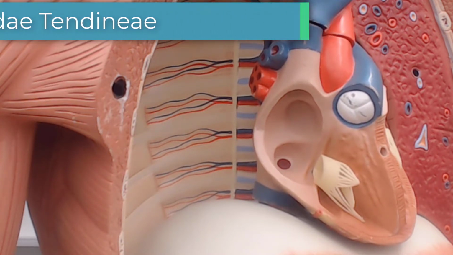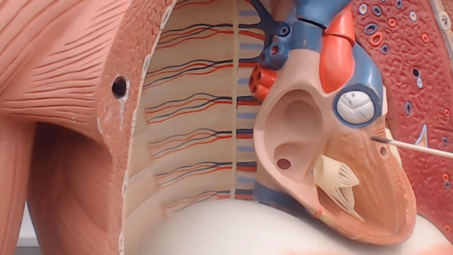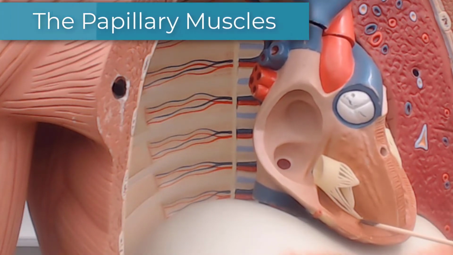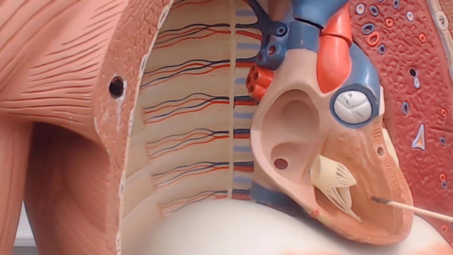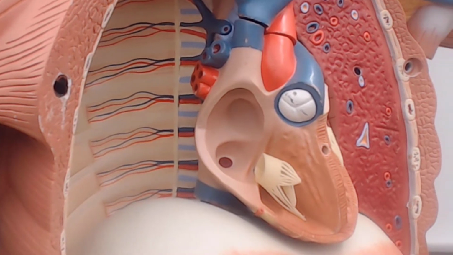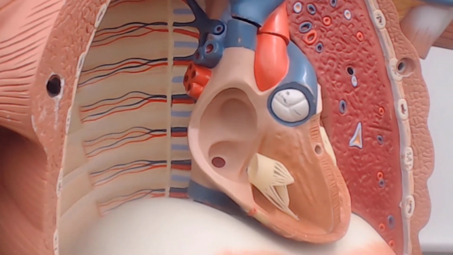The chordae tendineae are going to be attached to muscles here called the papillary muscles. Now, what the chordae tendineae and the papillary muscles do is they ensure that this valve opens in one direction but not the other. It's a one-way valve. So the valves prevent backflow of the blood so that blood flows in one direction through the heart.